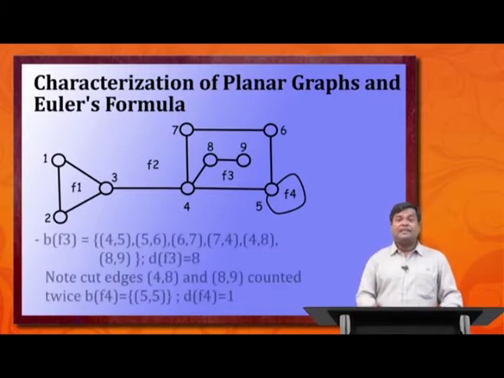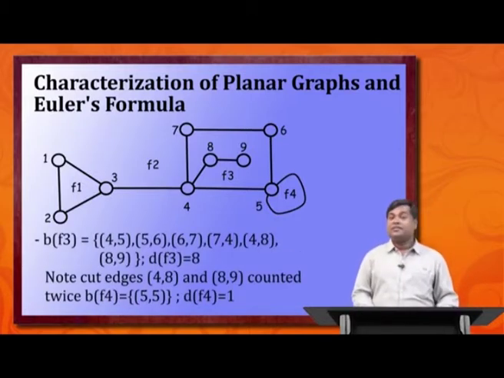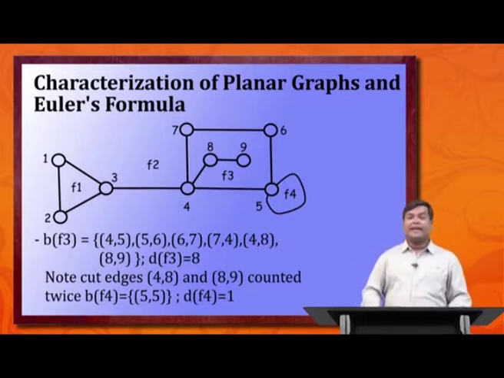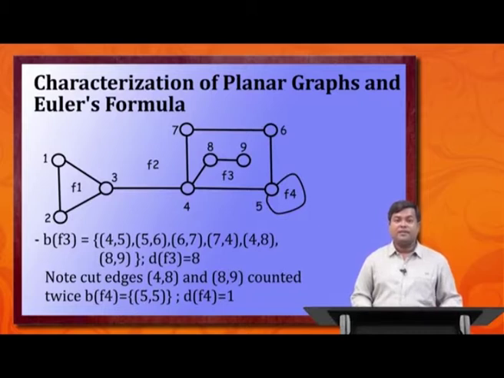Now if we see the final, the third phase F3, there also we have edges 4,5, 5,6, 6,7, 7,4, 4,8, 8,9, total 6 edges. Now out of these 6 edges, 4,8 and 8,9 are the cut edges. So we said cut edges need to be counted twice, therefore the total degree of this boundary having 6 phases is 8, because 4,8 and 8,9 are counted twice.